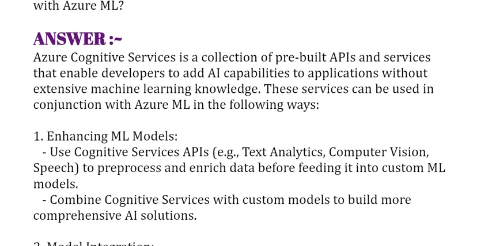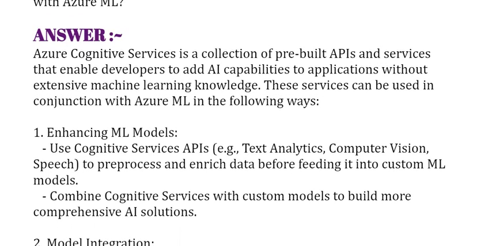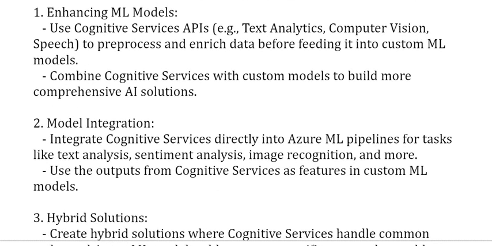The first one is enhancing ML models. Use cognitive services APIs, for example text analytics, computer vision, speech, to pre-process and enrich data before feeding it into custom ML models. Combine cognitive services with custom models to build more comprehensive AI solutions. Model integration: integrate cognitive services directly into Azure ML pipelines for tasks like text analysis, sentiment analysis, image recognition, and more. Use the outputs from cognitive services as features in custom ML models.